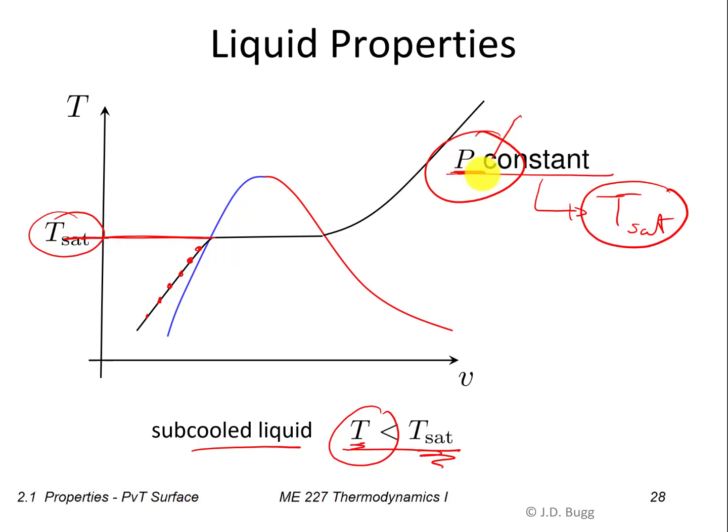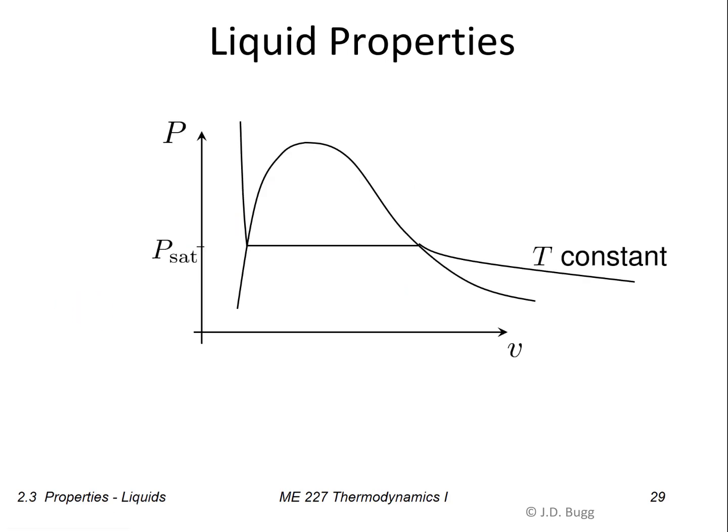If we were at a line of constant pressure down here, of course the saturation temperature would be different, and we'd have to look that one up. Now the other way to look at this is on a PV diagram. So remember, we talked about a PV diagram in an earlier lecture as well. Here we have our saturated liquid line, critical point at the top, saturated vapor line.